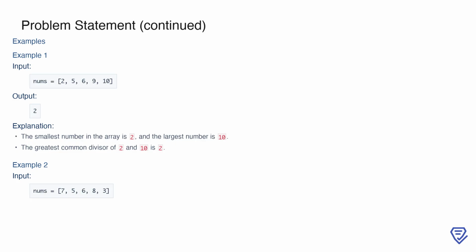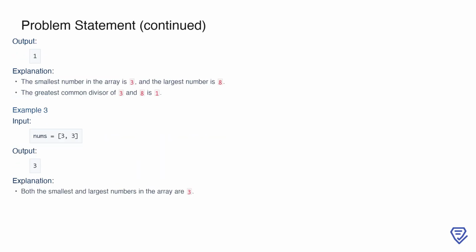Suppose the input is an array nums containing the values 2, 5, 6, 9, 10. In this case, the smallest number in the array is 2, and the largest number is 10. To calculate the GCD of these two numbers, we determine the largest positive integer that divides both 2 and 10 evenly. That number is 2, which is our output. This shows how we extract the smallest and largest numbers and compute their GCD.